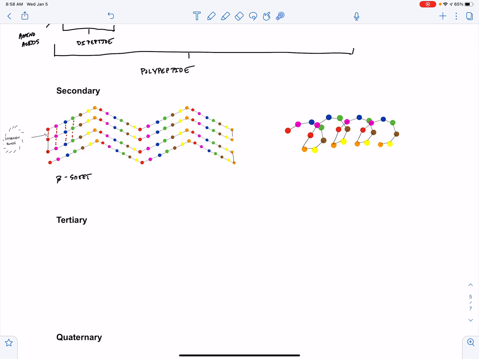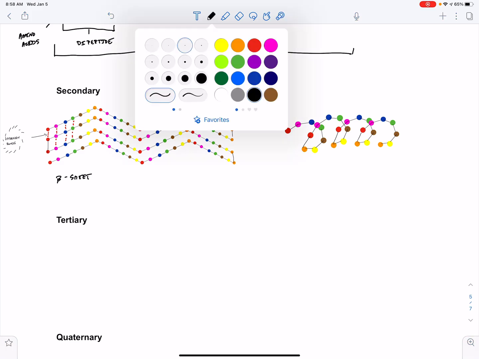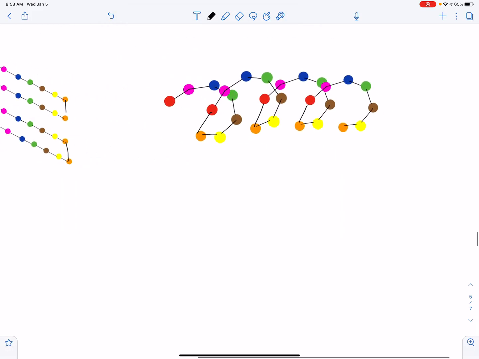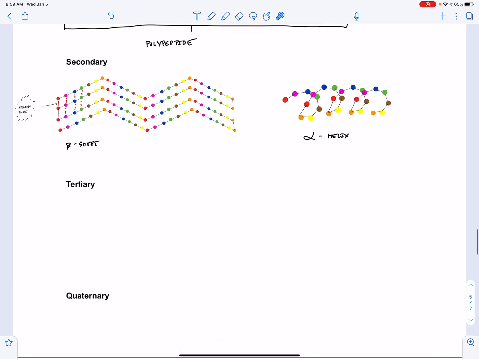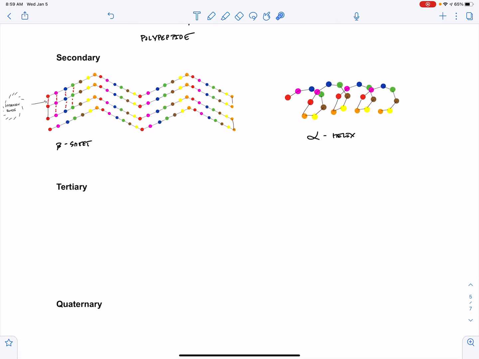Okay, so what I've drawn here is a not fantastic alpha helix. If you start here, imagine following around these loop-de-loos. So the classic alpha helix structure, kind of like a spiral staircase. This is another example of a secondary structure motif.